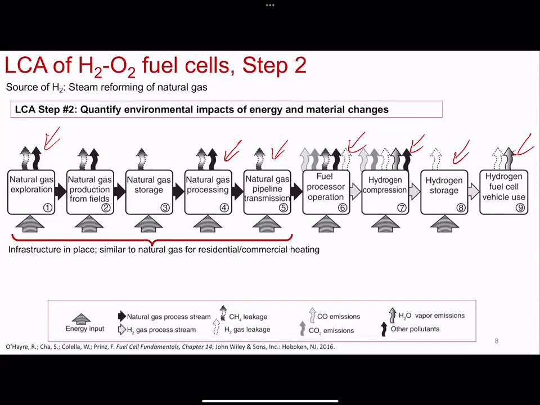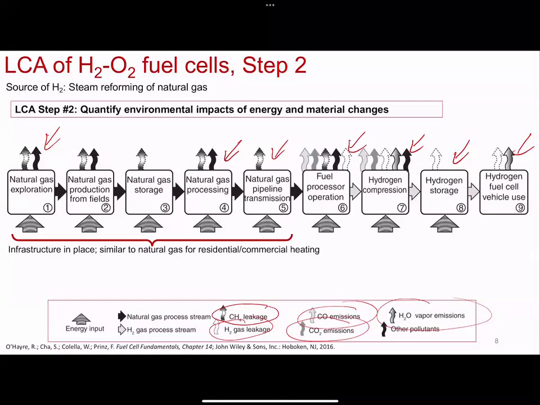So here you could see at each step of the way, this chapter has tabulated where you're going to have CH4 leakage, where you're going to have hydrogen leakage, CO2 emissions. You can also have H2O vapor emissions, which you think, is that important? Because if you emit H2O into the atmosphere, then that's also going to absorb infrared light. That's part of global warming, right? It's that you're trapping in the emitted infrared light, which is what's increasing the temperature of the Earth. Okay, so these are the things you should be concerned about, but there are some similarities.